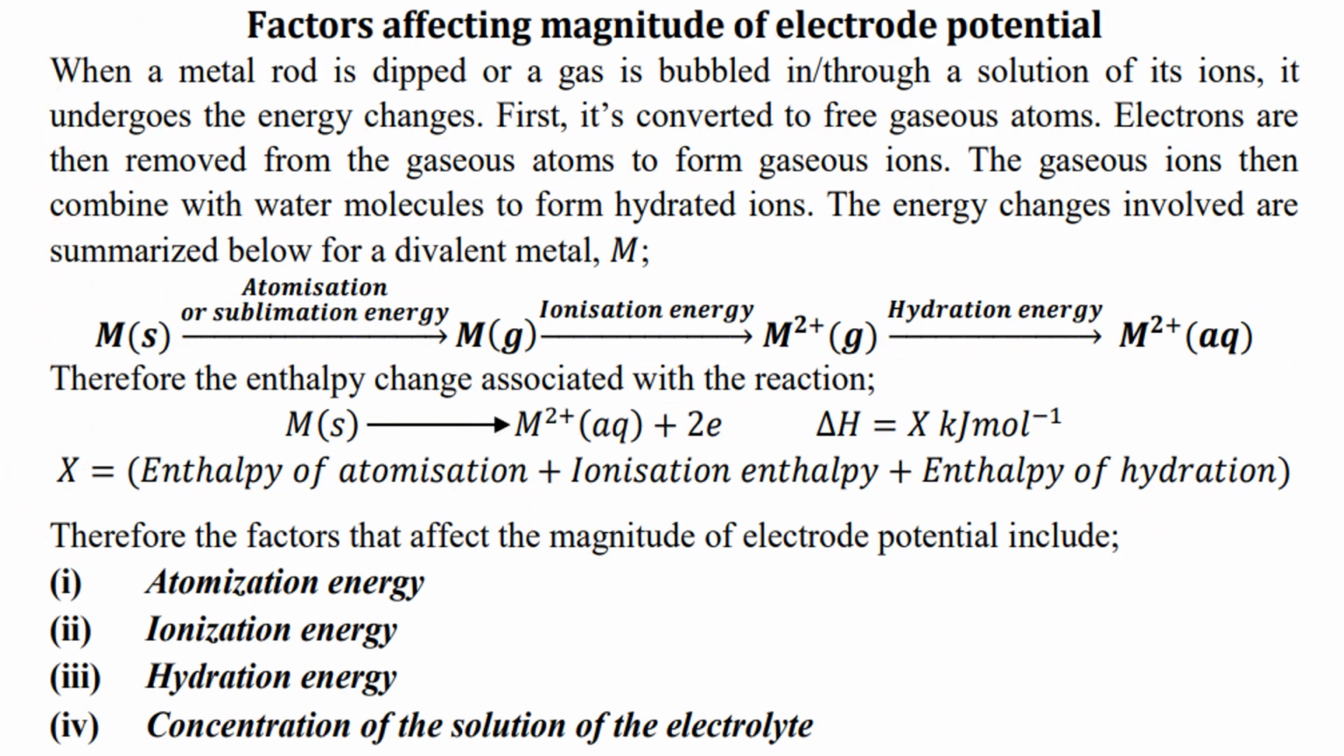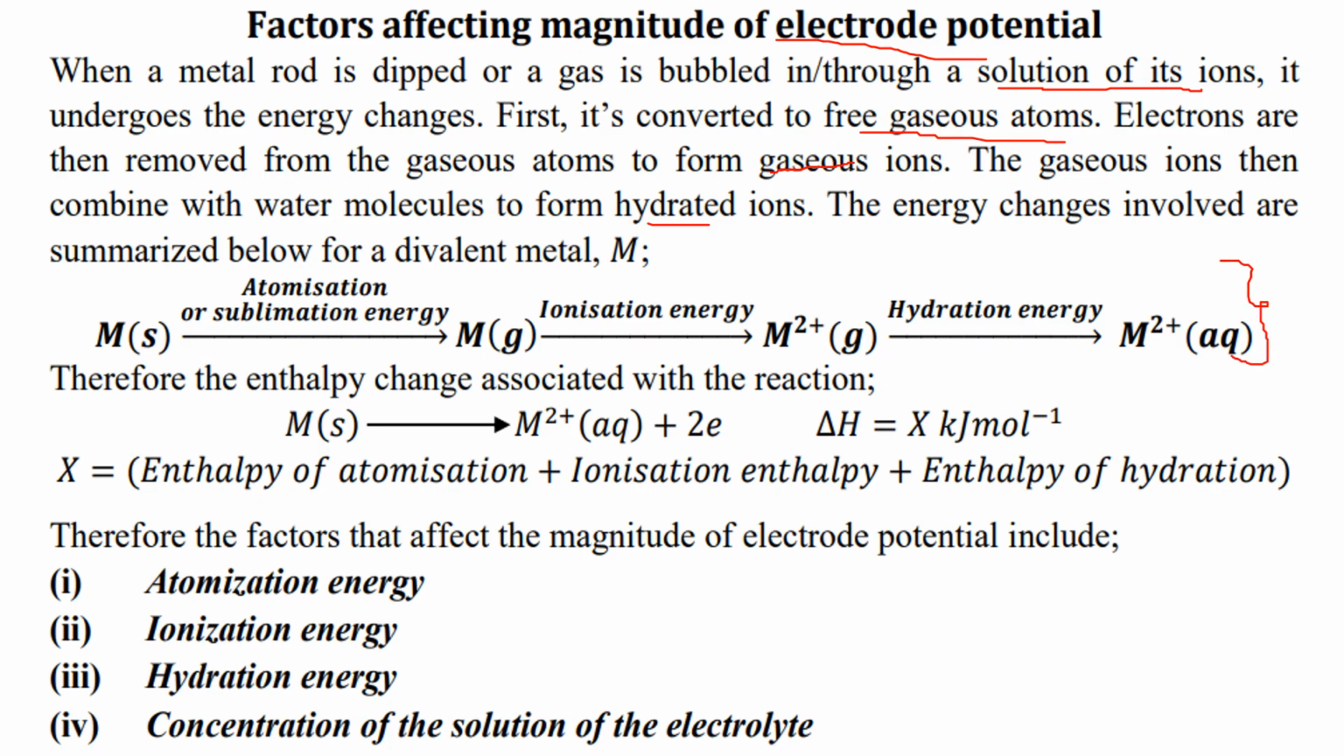Now with that, let's talk about the factors that are going to be affecting the magnitude of our electrode potentials. So here we are going to say that when a metal electrode is being dipped, or a gas is being bubbled through a solution containing its ions, it is going to undergo the following energy changes. First it is converted to gaseous atoms, from gaseous atoms it is converted to gaseous ions, and from gaseous ions it is hydrated, and the energy changes that are going to be involved are summarized according to the following equations.